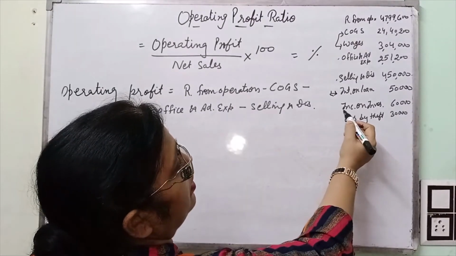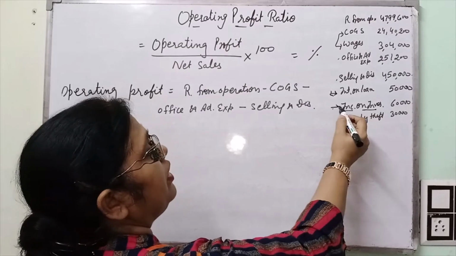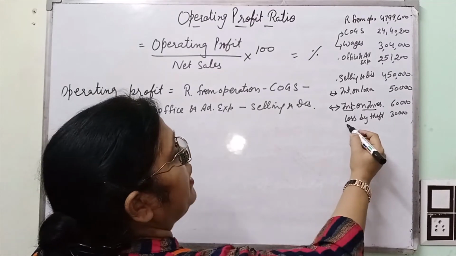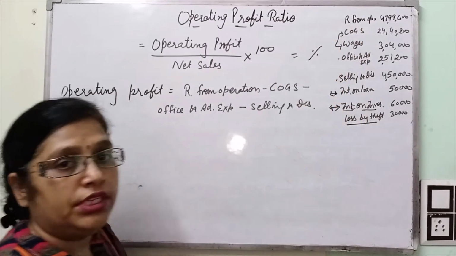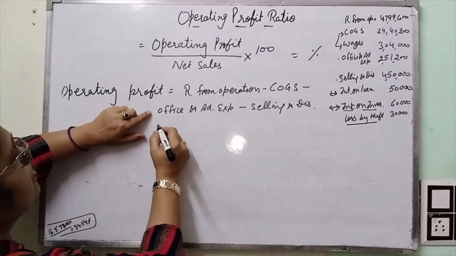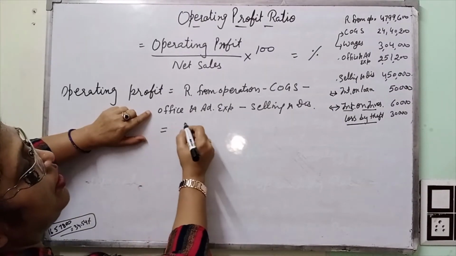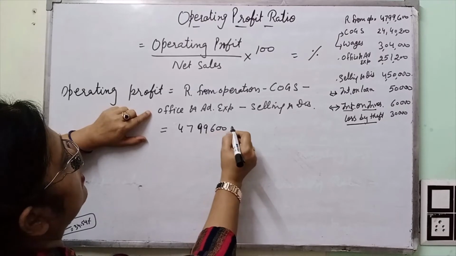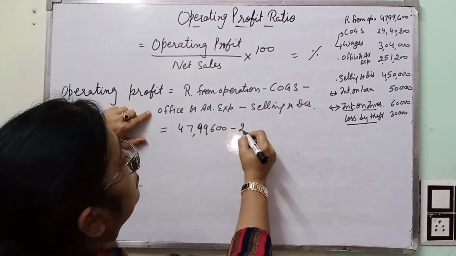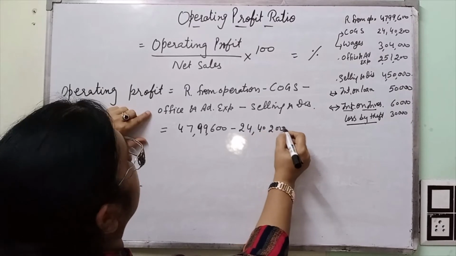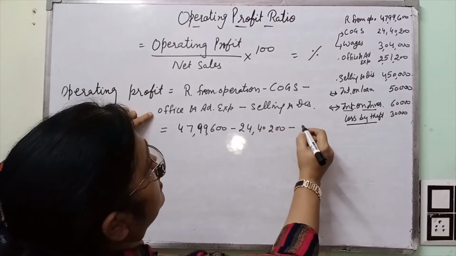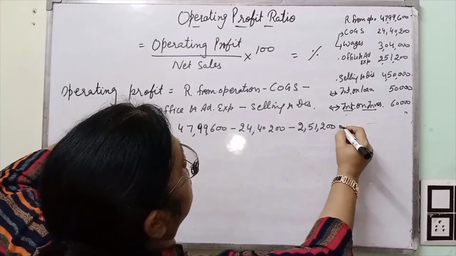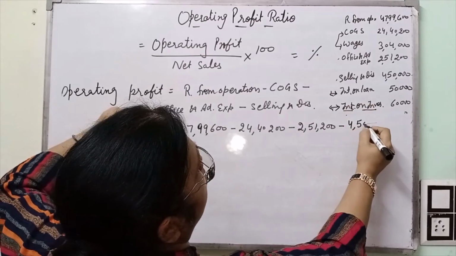In the same way, interest received on investment will also be non-operating income, we will not consider it. Loss by theft, it is included in COGS. So according to our question, operating profit will be equal to revenue from operation is 47 lakh 99,600 and cost of goods sold is 24 lakh 40,200. Office and administrative expenses is 2 lakh 51,200 and selling and distribution expenses is 4 lakh 50,000.